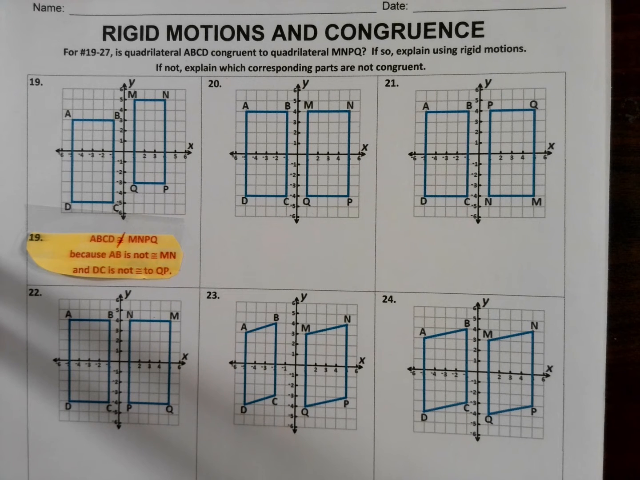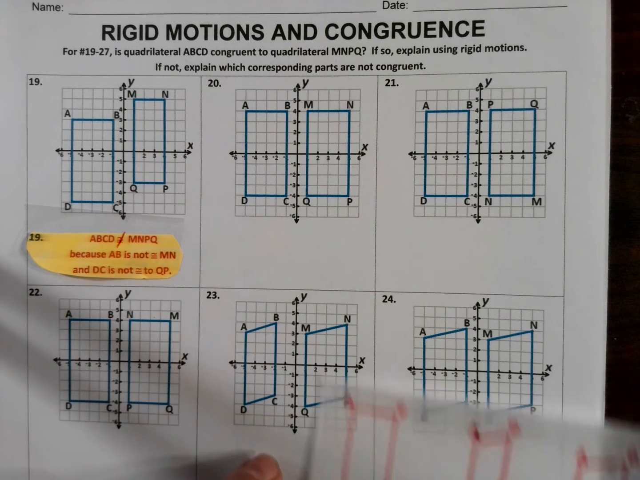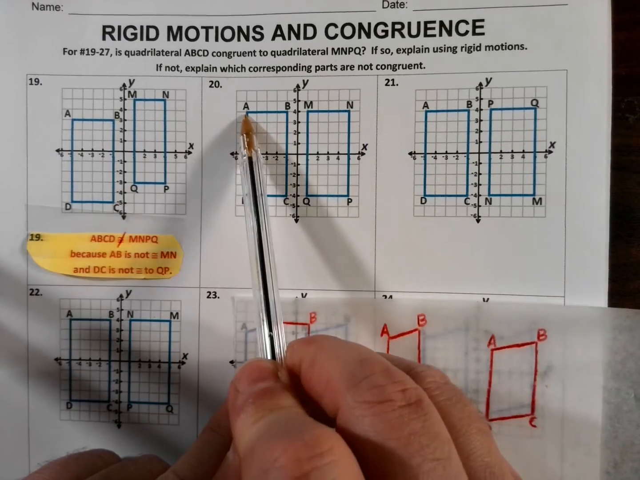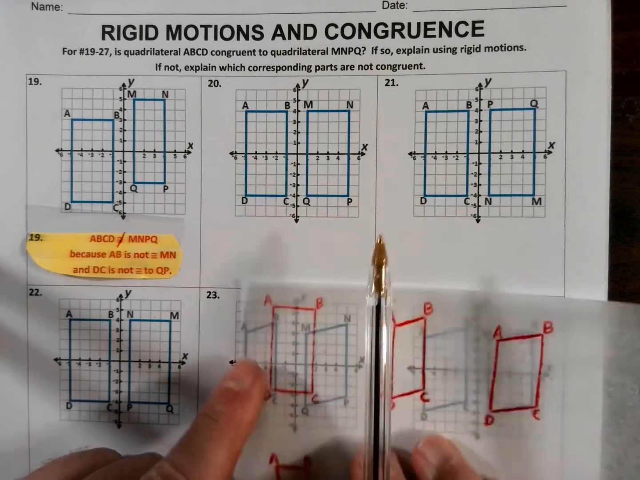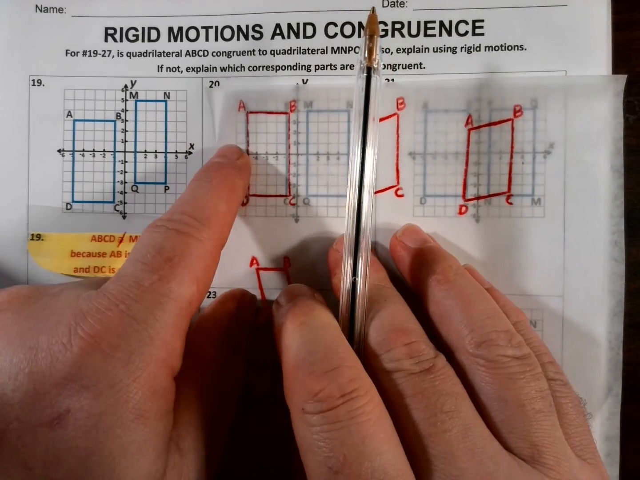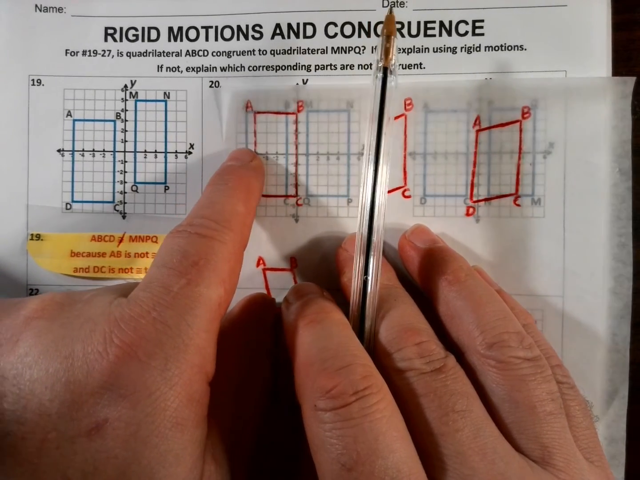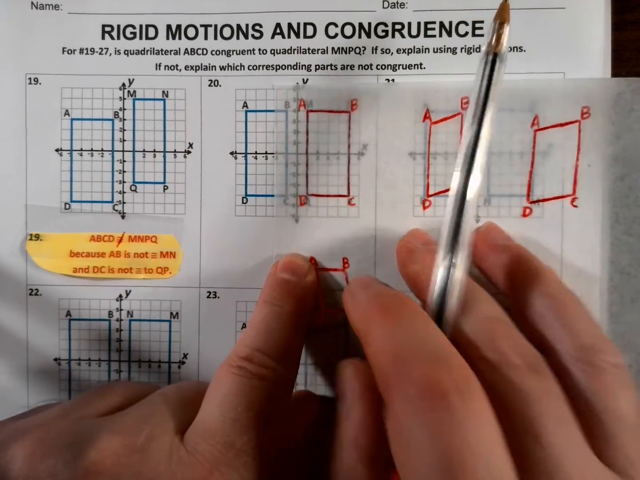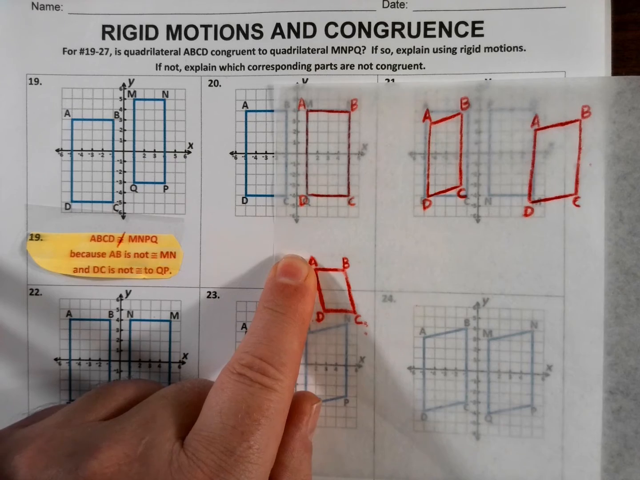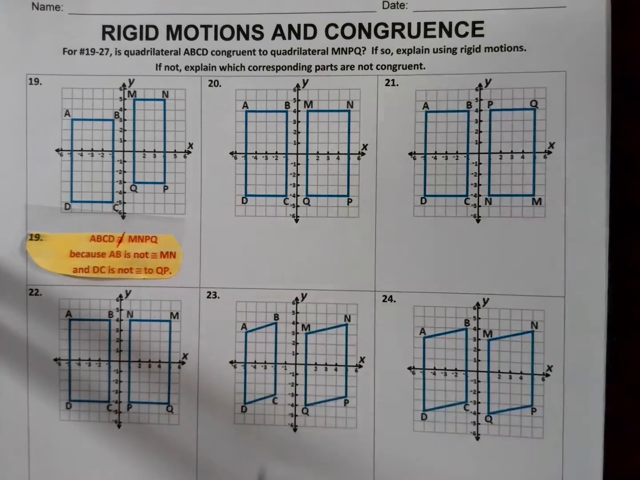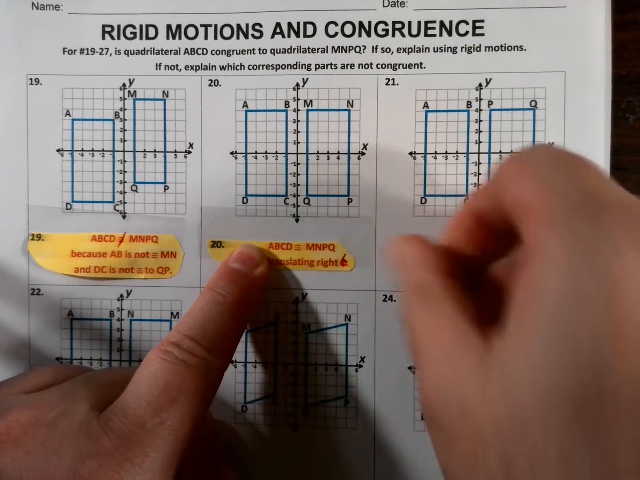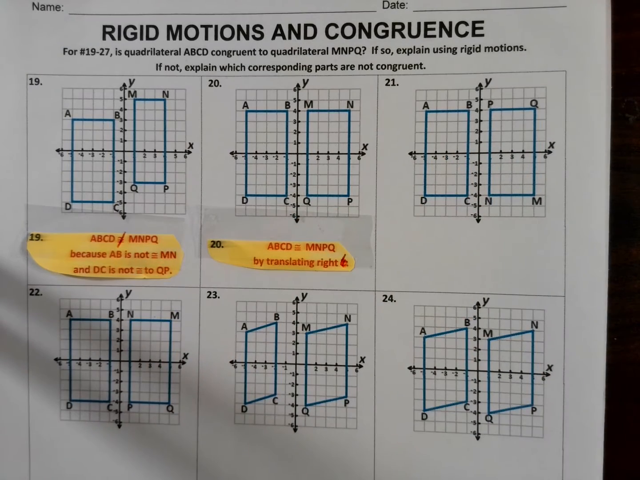If we look at number 20, we have ABCD again, and A looks like it's going to translate to M. So let's test the theory out. If we go 1, 2, 3, 4, 5, 6 units to the right, notice there is a match. So we're going to say that ABCD is congruent to MNPQ by translating right 6.